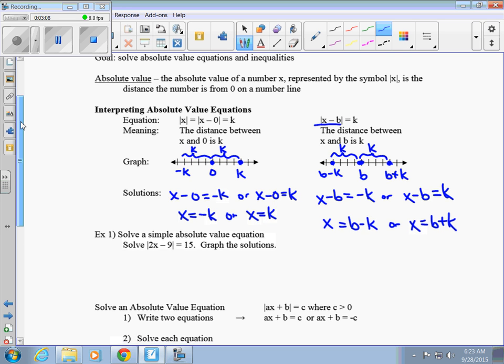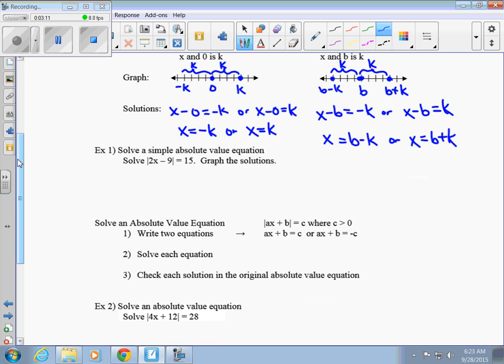If that doesn't make a lot of sense, let's look at example 1. We know that the absolute value is a distance. Well, that distance in this example is going to be equal to 15. So I'm either going 15 forward or 15 backward. So I'm going to write two equations for this. The distance from 2x minus 9 has to equal 15. That is what it says. Or we could go the other direction, so 2x minus 9 would equal negative 15.